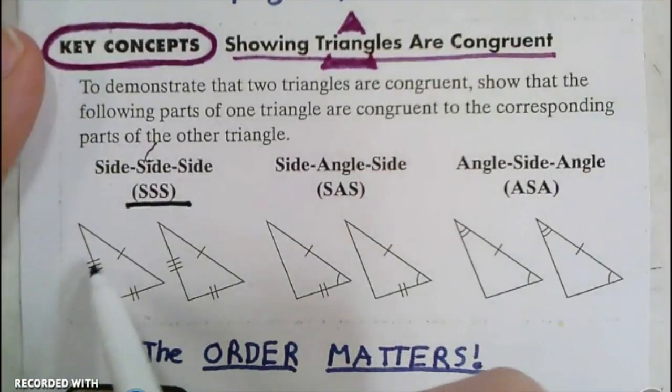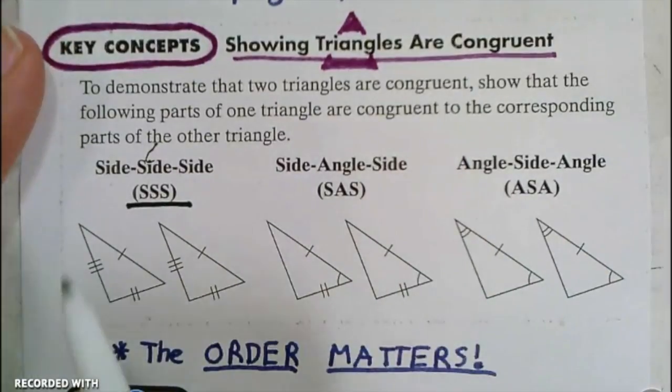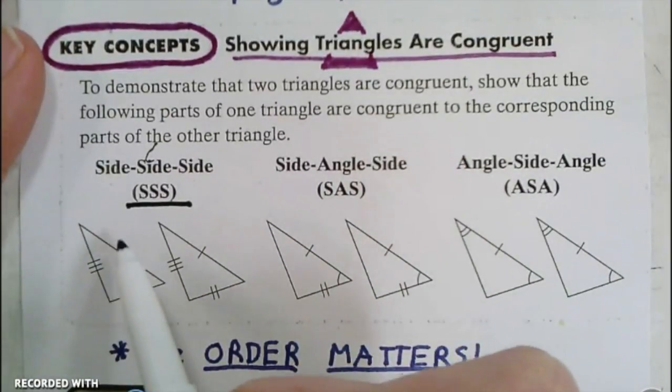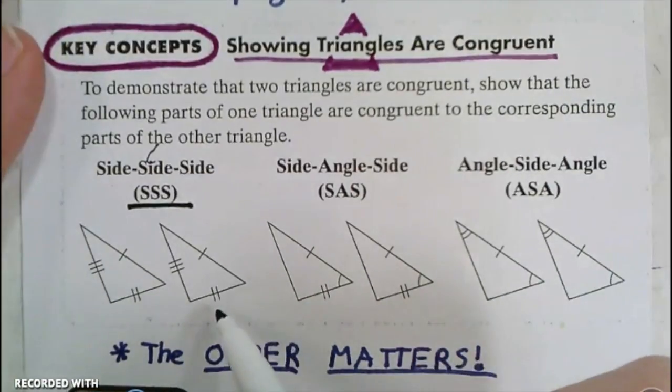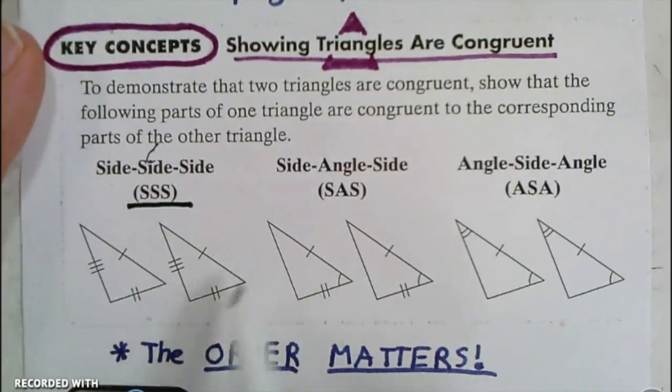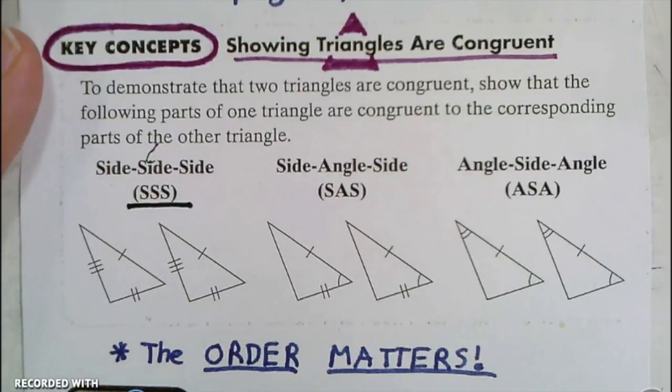If you get all 3 side measures and you find out that they all have a corresponding one. So if this triangle, you found out that this side was 5, this was 10, and this was 15, and that this was 5, this was 10, and this is 15, you can prove they are congruent to each other. Side, side, side is your proof.